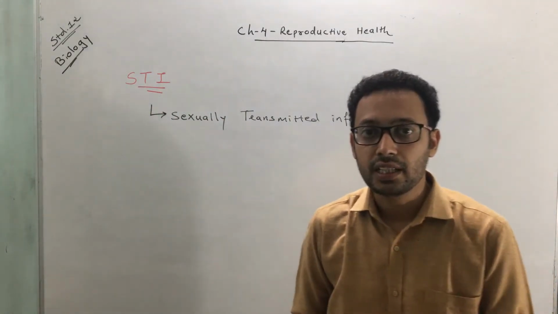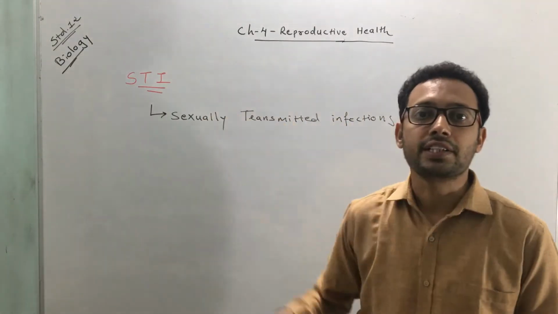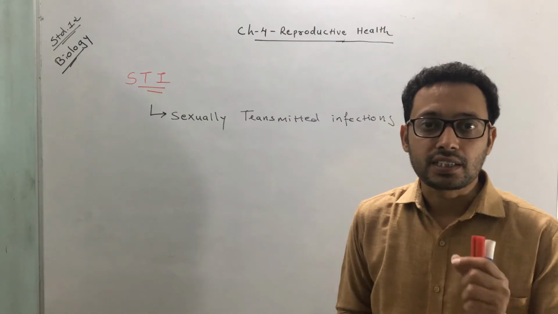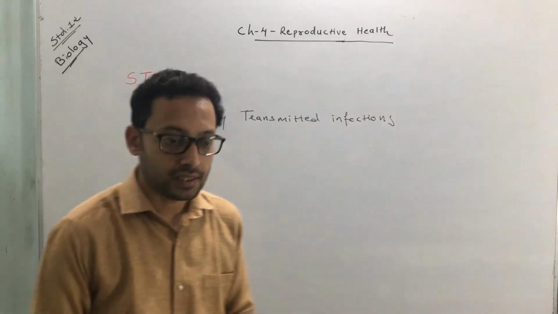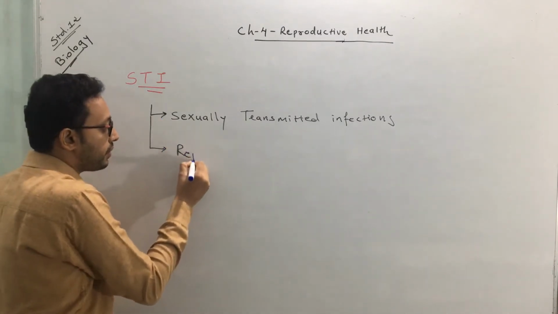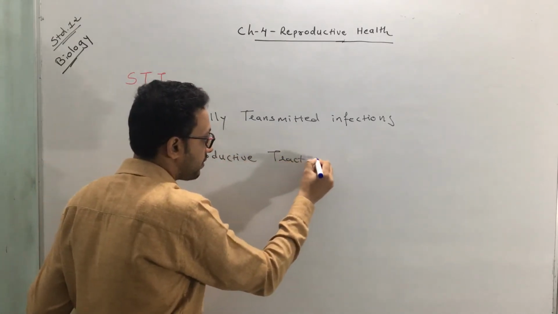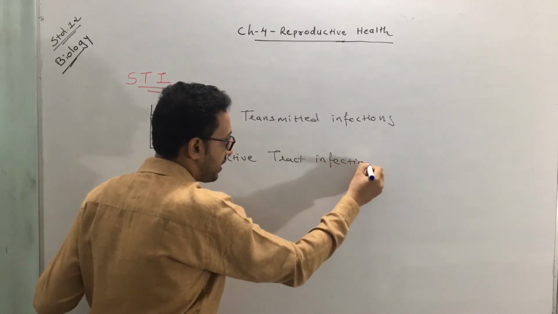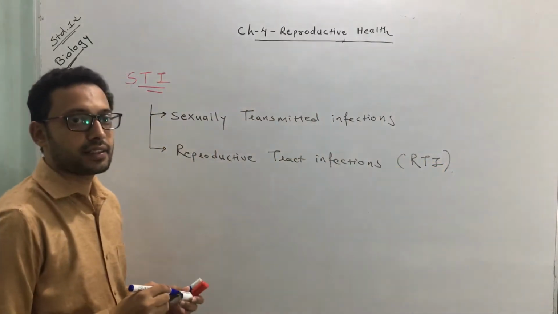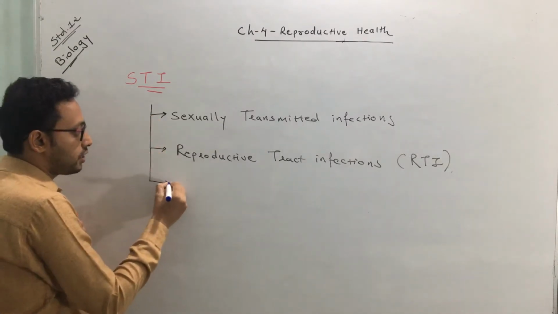Clear, students? What is an STI? The infections or the diseases which are transmitted through sexual intercourse or coitus are called sexually transmitted infections. And this is again an important aspect of reproductive health. Sexually transmitted infections can also be called reproductive tract infection, which can also be called RTI.